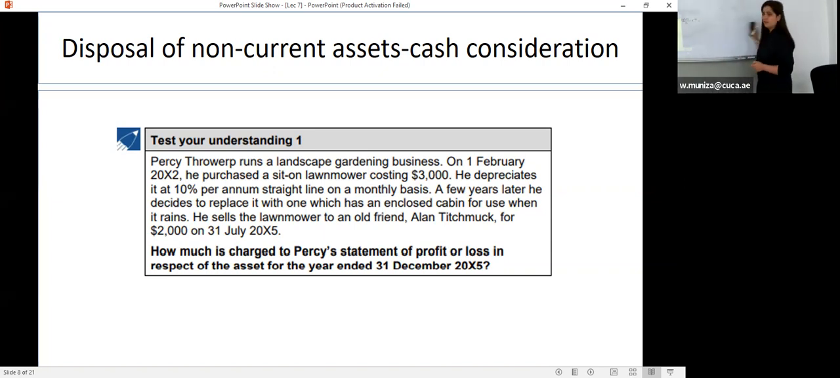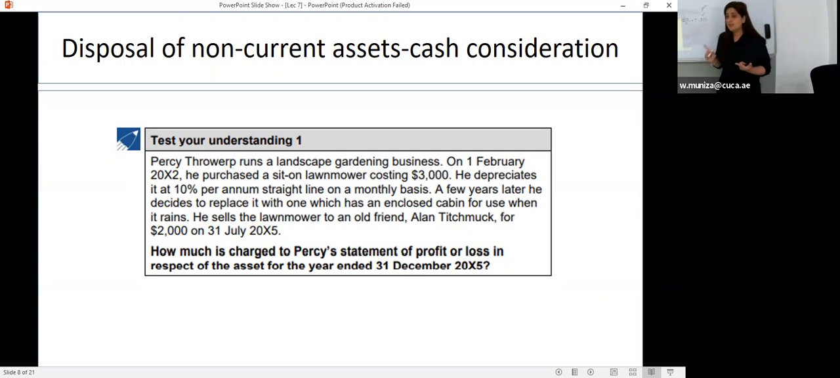How much depreciation is for 31st December 2005? Tell me. 175. So this will be going to the statement of profit or loss. Statement of profit or loss में सिर्फ उसी साल की depreciation जाती है ना. SOFP के अंदर accumulated जाएगी पिछले सालों की भी सारी. SOPL के अंदर जो depreciation charge जाएगा at 31st December 2005, it will be 175. Clear everyone about it?